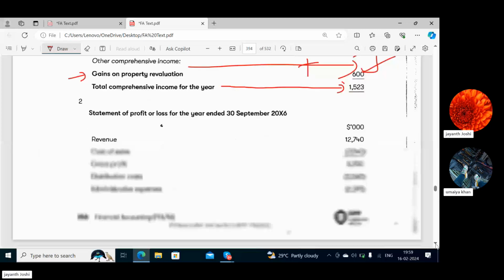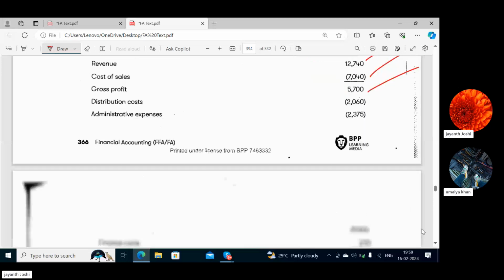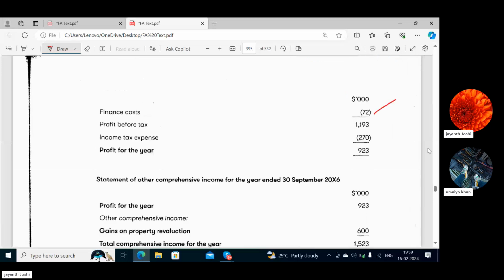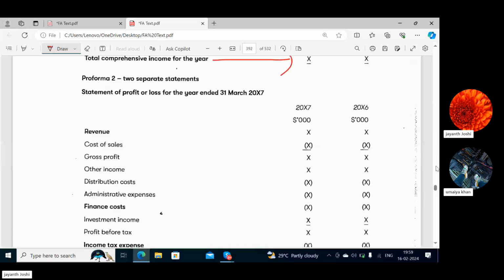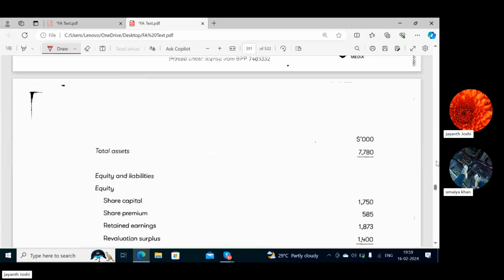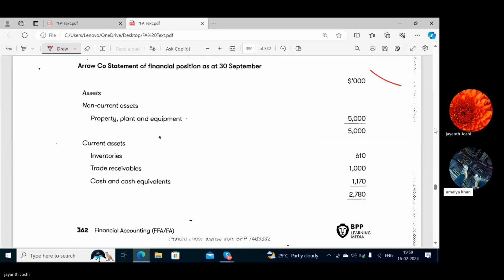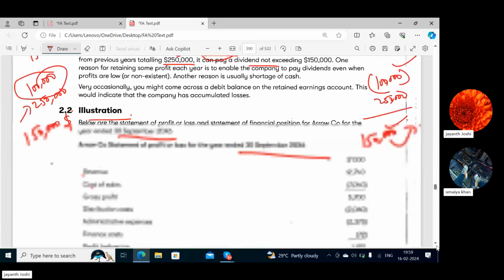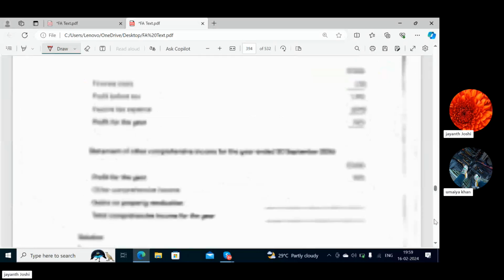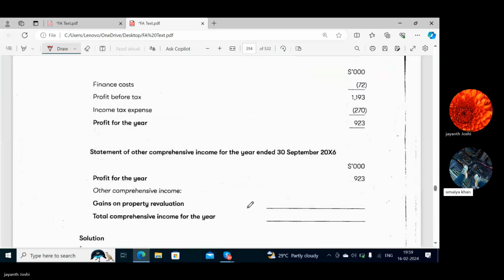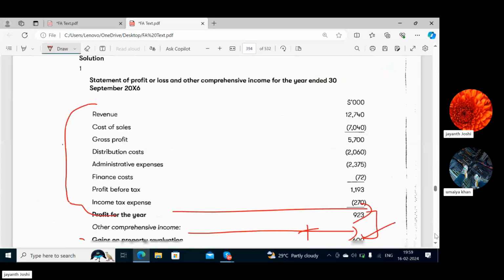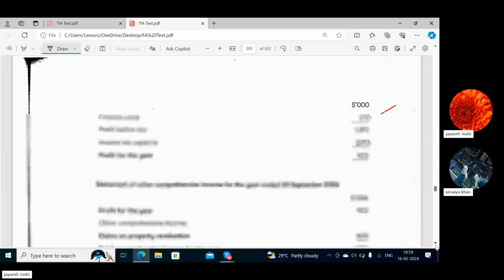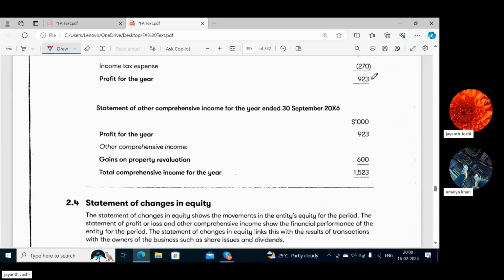So revenue, cost of sales, gross profit, distribution cost, administrative expenses, finance cost, everything was there in the format, right? Everything was there in the data, gain on property revaluation is here. We have everything as it is. And then only one extra thing got added here, that is other comprehensive income. So they are making it in a separate statement. They had profit for the year and gain on property revaluation. That's it. Okay, so we will close this today here.